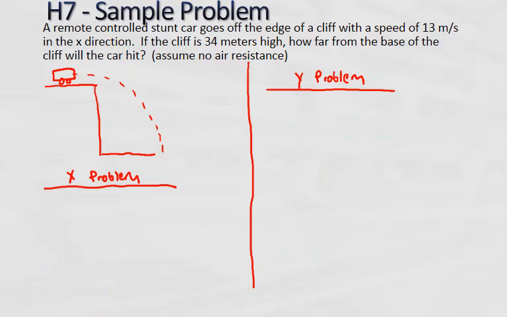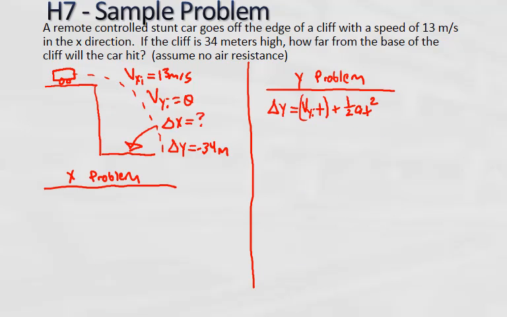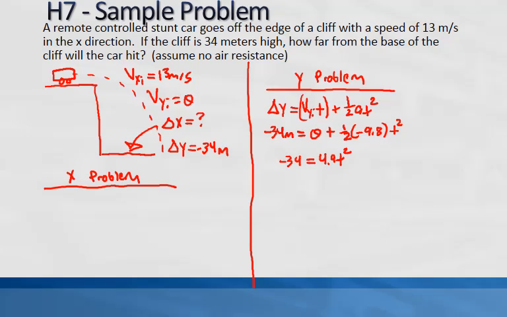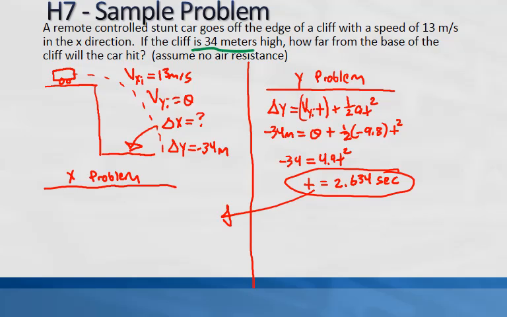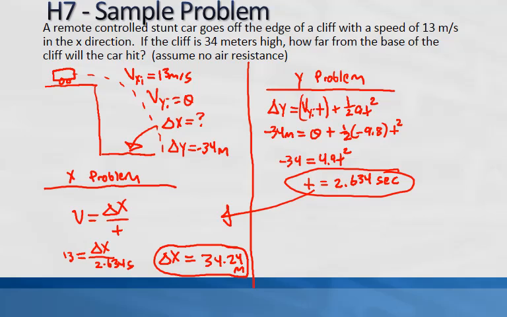Okay, so yeah, for our time, we get 2.634. The displacement is negative 34 meters. It's 34 meters high. Again, the initial y velocity is 0. We have our acceleration. And yeah, from there, we can get the displacement. 34.24 meters is how far from the base of the cliff this car will land.